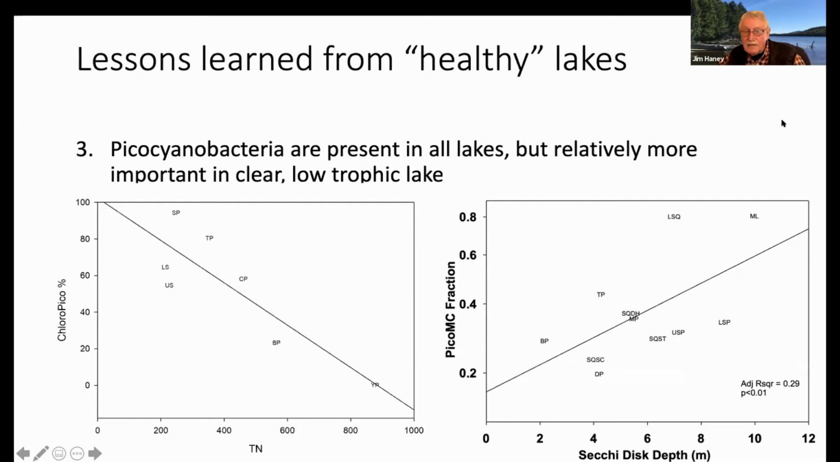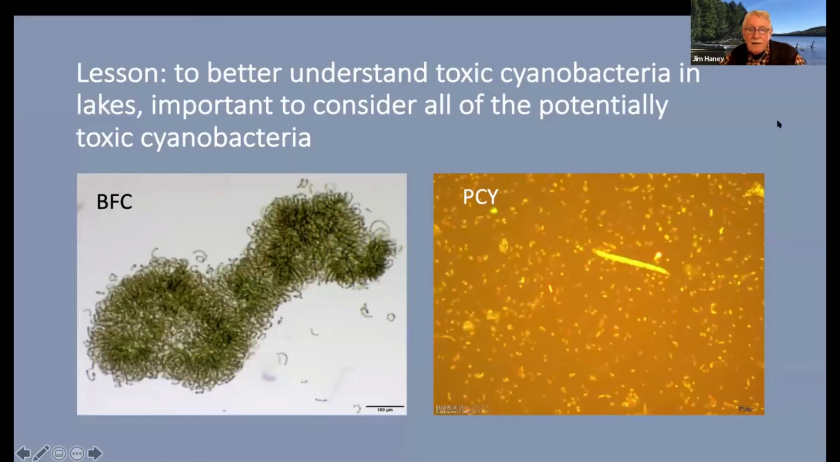I mean, in the clear lakes. So the lesson overall from that was that if we want to understand toxic cyanobacteria in our lakes, we have to really consider all the cyanobacteria and not just the obvious cyanobacteria. So we divide them into BFCs, or bloom-forming cyanobacteria, which generally are larger than 50 microns, and the PCYs, which are the picocyanobacteria, which tend to be 2 microns or smaller.